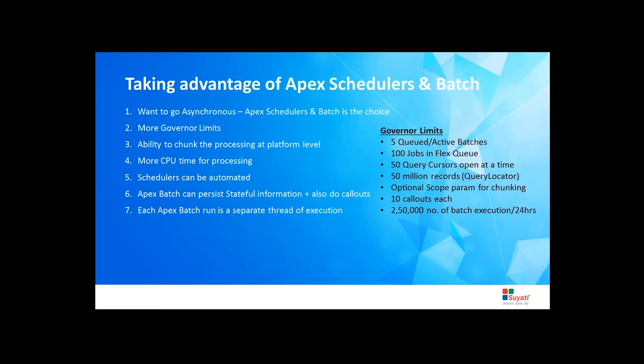That is amazing. And the next biggest thing which I like the most is 50 million records that a query locator can return. Think about a simple SOQL statement on the lead object. If you have a large number of leads, usually the limit of 50,000 will hit when you execute from an Apex trigger or an Apex class. But from a batch, if you create a query and send it to database.getQueryLocator, you can retrieve 50 million records. That's staggering, isn't it?